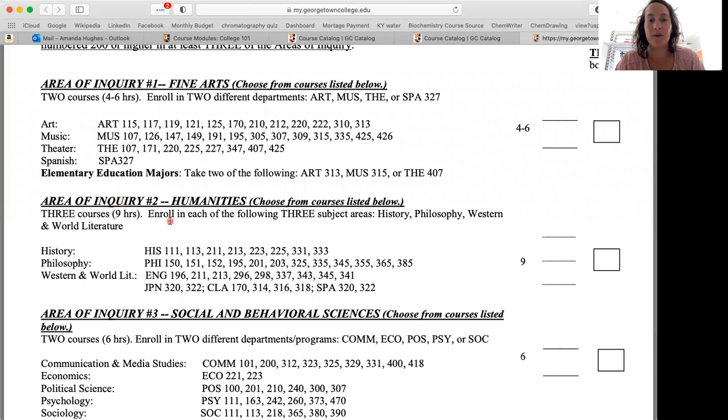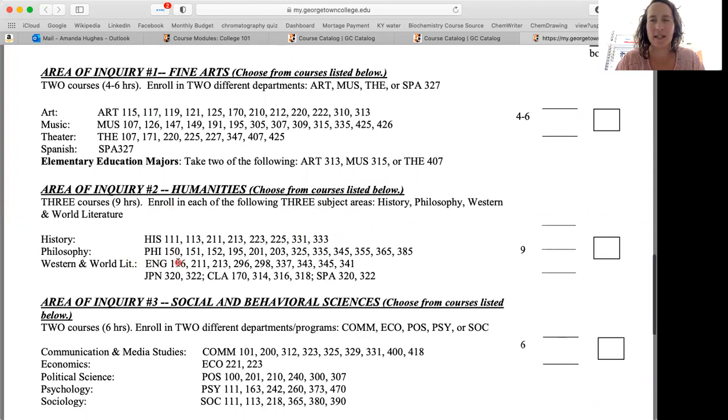Okay, area 2 is humanities. You must choose 3 courses in the 3 different subject areas. So you pick 1 course from history that you want to take, 1 course from philosophy, and 1 course about Western and world literature. Okay. This is where you see a lot of those writing flags in the Western and world lits and some of the upper level history and philosophy courses. So you can just keep your eye out on that when you're looking at the course catalog. You should see a W, which would indicate it also carries a writing flag.